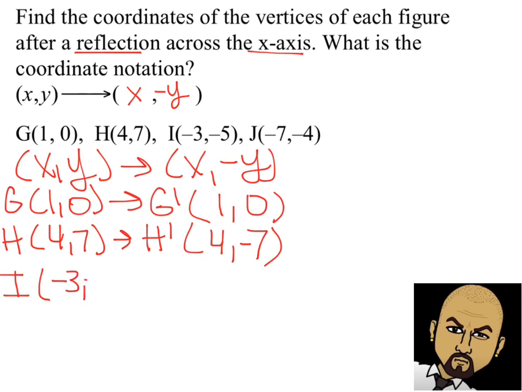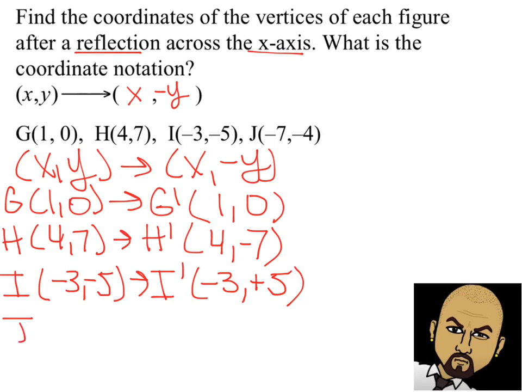All right, vertex I, we got the ordered pair (-3, -5). That's going to give us I prime. And in the reflection across the x-axis, the x value stays the same. So in the pre-image, the x-coordinate value was -3. And then the y-coordinate is -5, but we're reflecting, so it's going to become the opposite. So it's going to become +5.